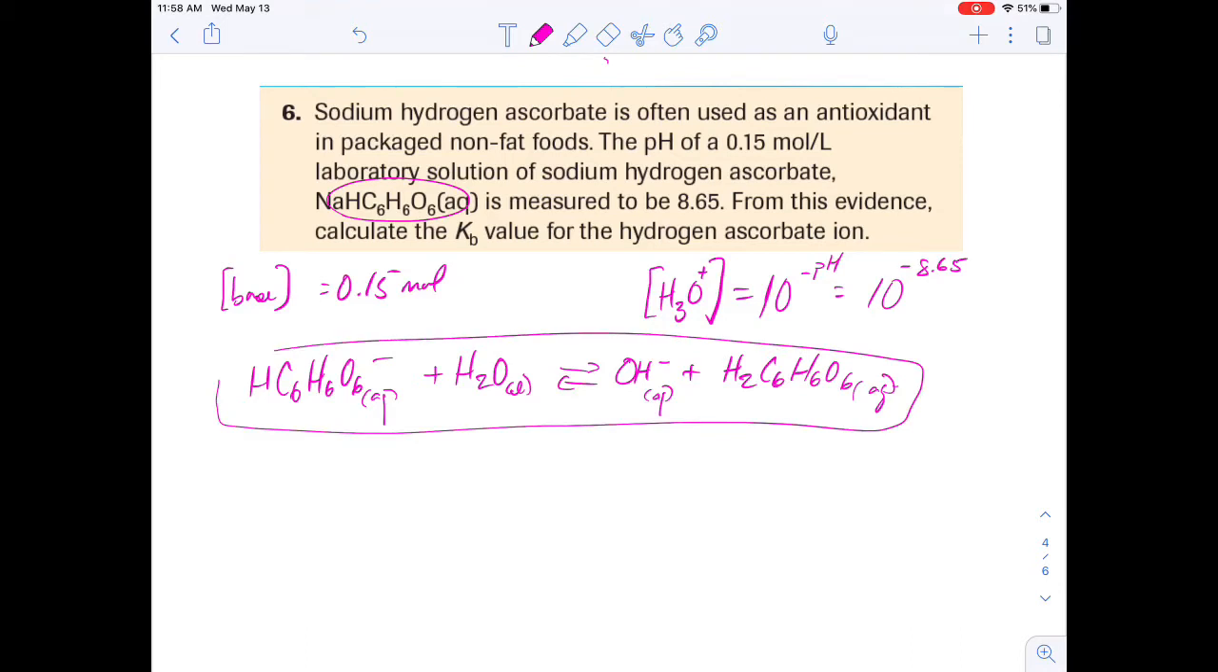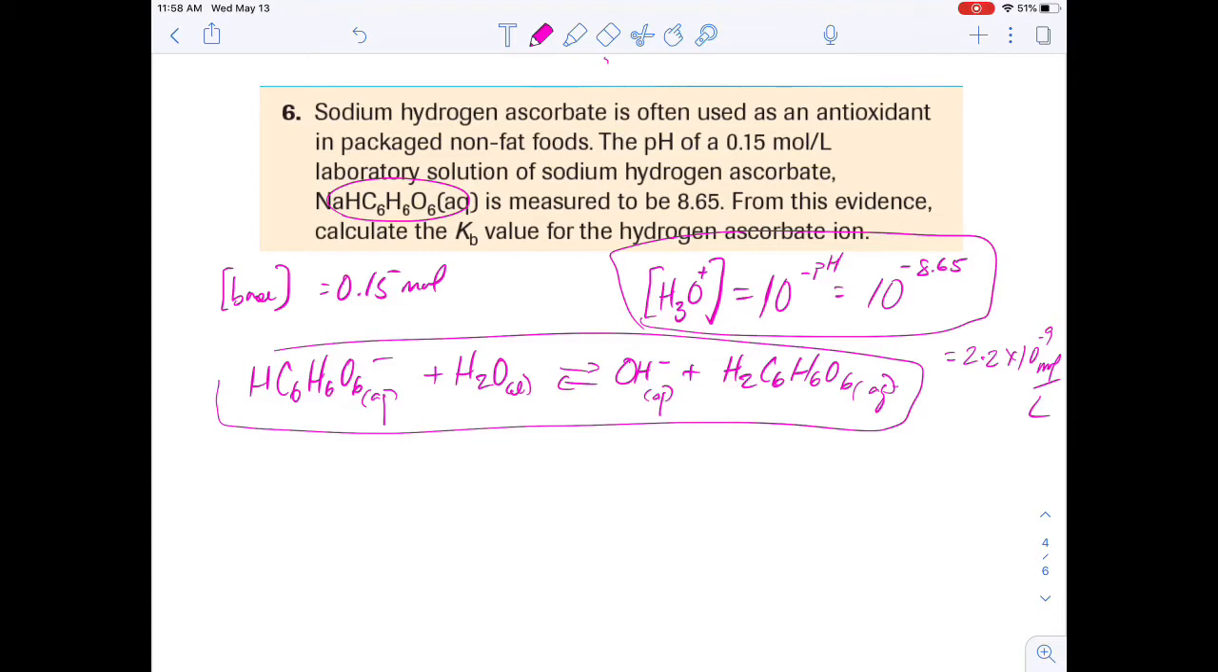I can calculate the hydronium concentration directly using the pH. And so if I take the pH, I calculate the hydronium concentration to be 2.2 times 10 to the negative 9 mole per liter.